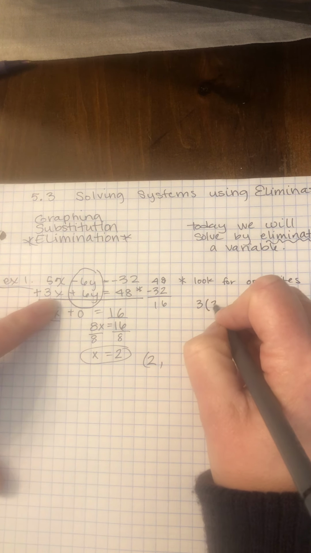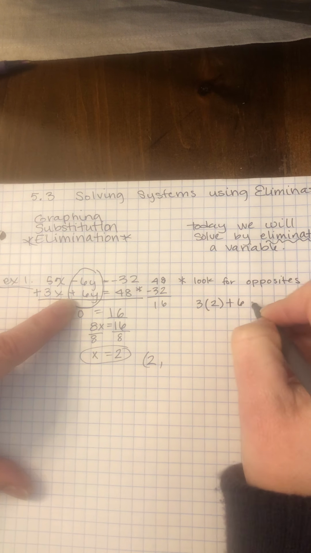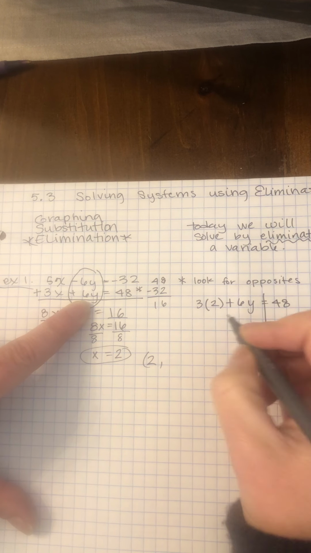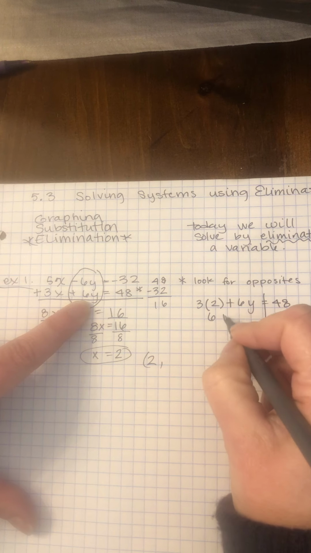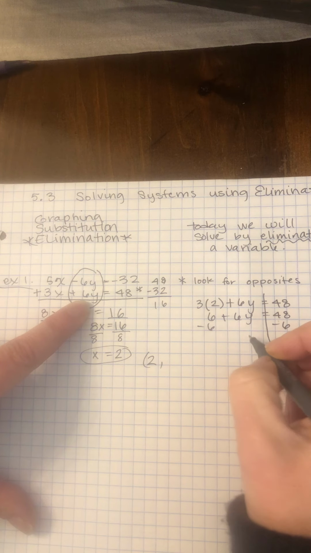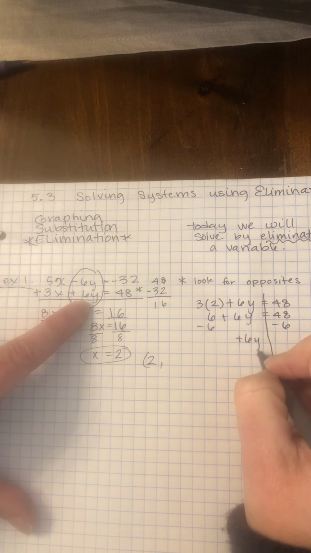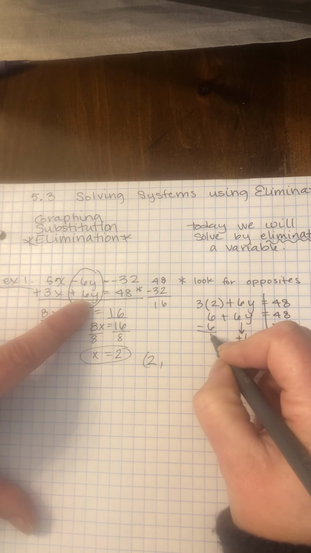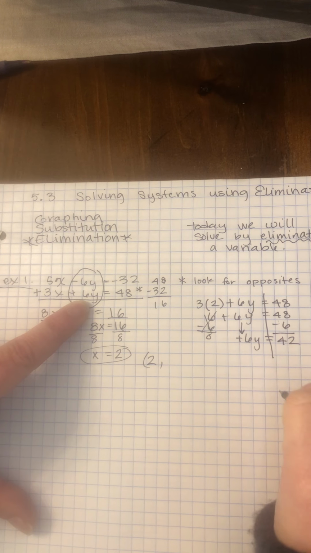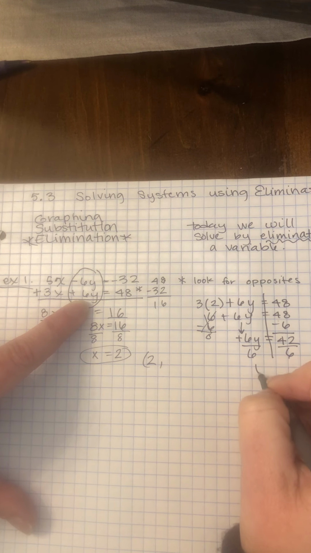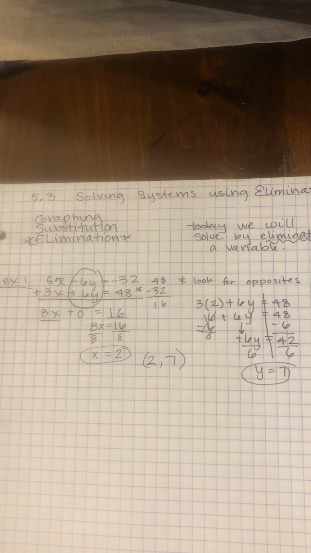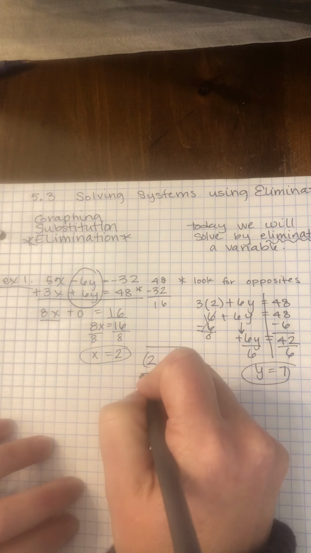So 3x, which we say is 2, plus 6y equals 48. And so to solve, 3 times 2 is 6, plus 6y equals 48. Move the 6 over by doing the opposite, and I'm left with a positive 6y. These cancel out, and on the right side I have 42. When I divide by 6, I get y equals 7. Okay, so my final answer is 2, 7.